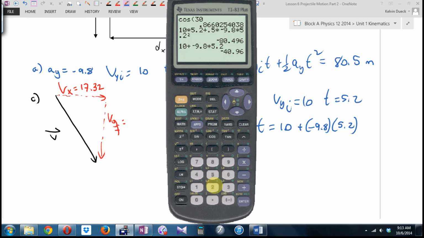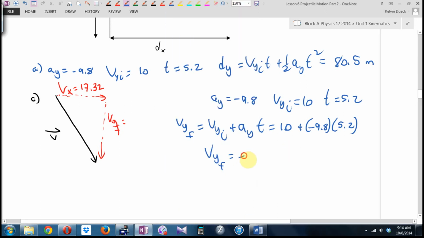Negative 40.96. What's the negative telling me? That when it hits the ground, which way is it traveling vertically? Down. Can we round that off to 41? No, because I'm using this to find a better value. Why would I round off now and introduce error? I'll round off at the end, whenever it's a final answer. I ditched the negative in my drawing because the arrow pointing down implies negative.